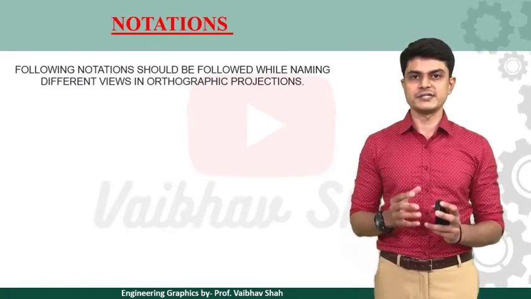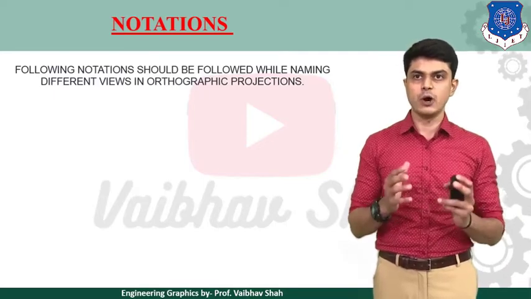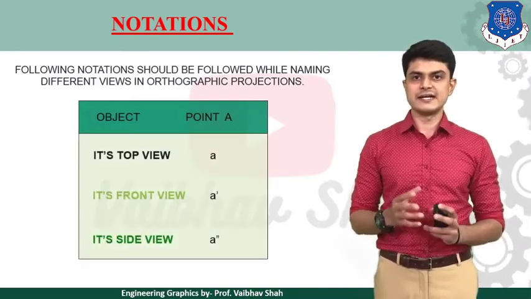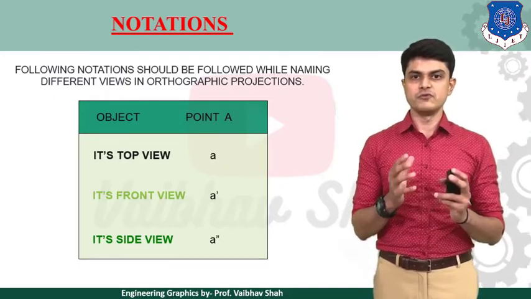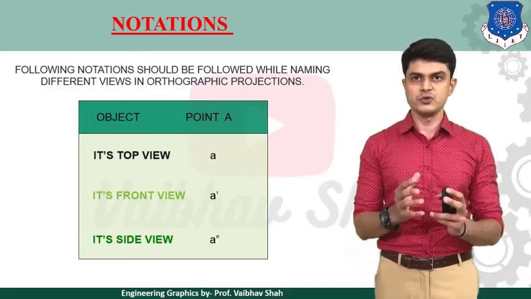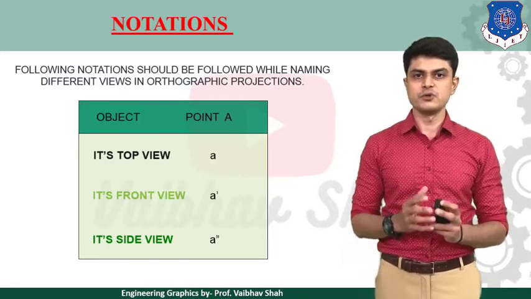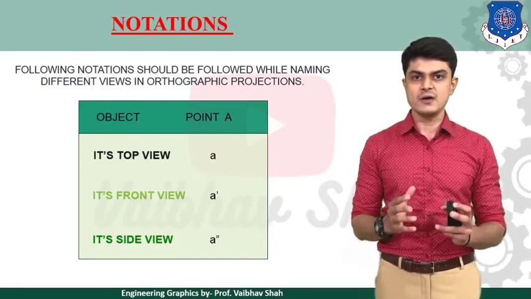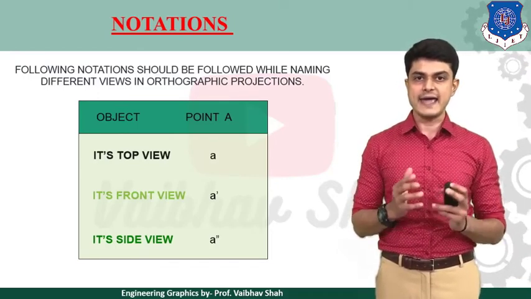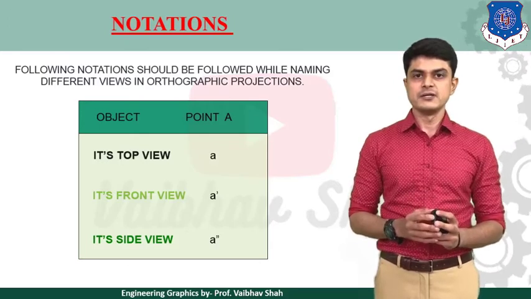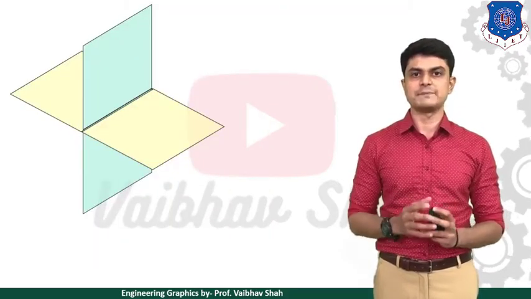Following are the notations which should be followed while naming the different views in orthographic projections. Let us suppose in our case our object is point A. We will give its top view a notation small a. Its front view would be denoted by A with a single dash and its side view would be denoted by A with a double dash. These are the notations which we are going to follow throughout the chapter.